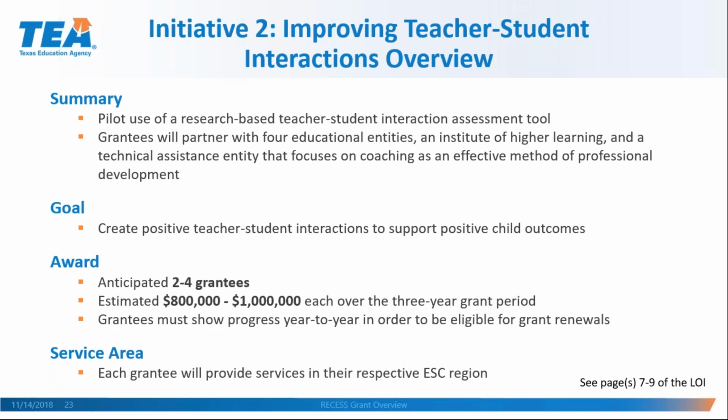TEA anticipates awarding 2 to 4 grantees between $800,000 and $1 million each over the grant period. Final grant amount awards will be dependent upon the scope of the project and the number of grantees chosen. Grantees must show progress year to year in order to be eligible for grant renewals.